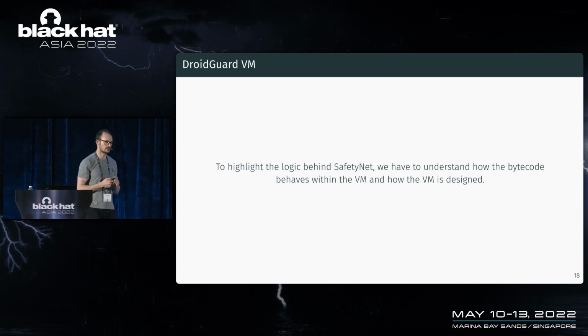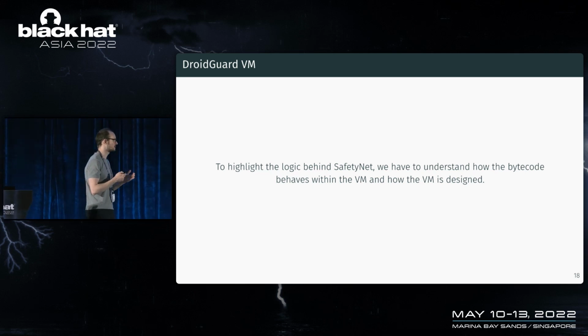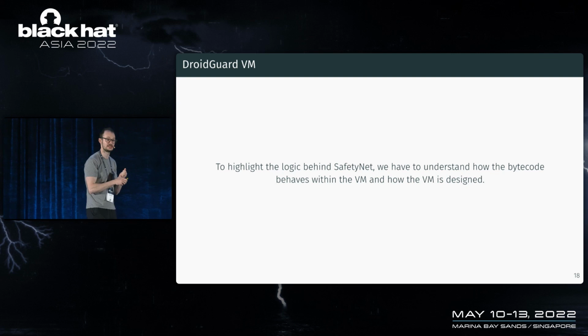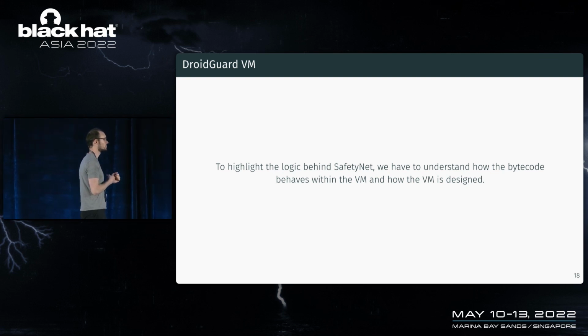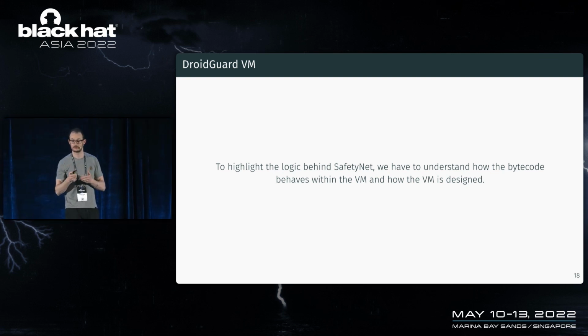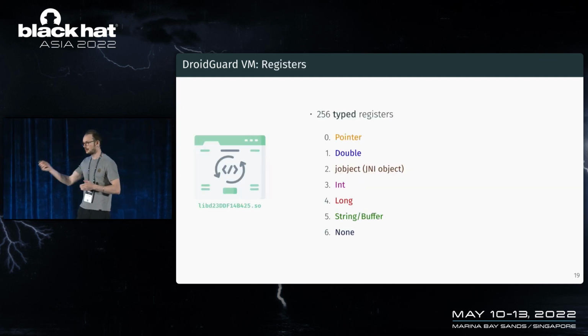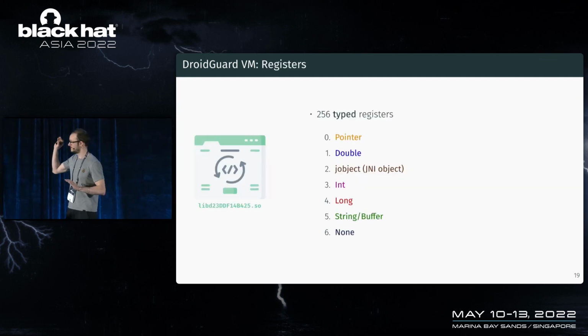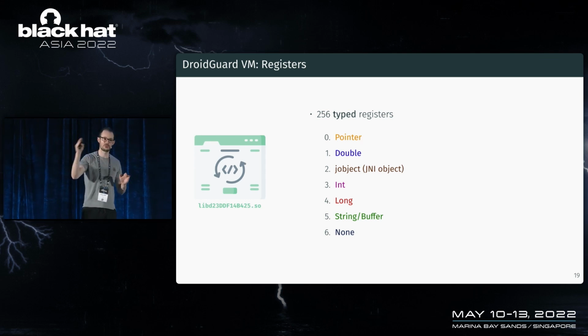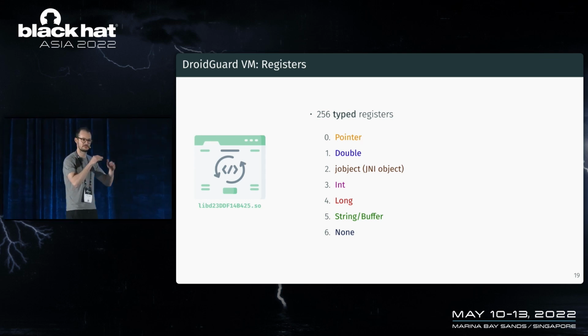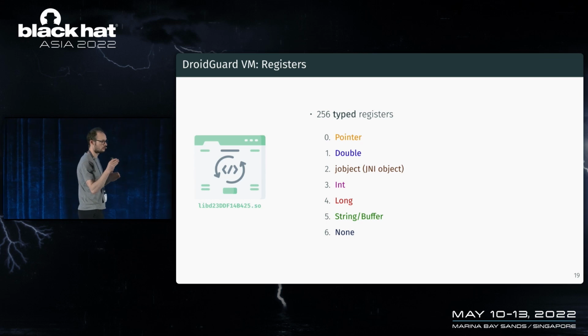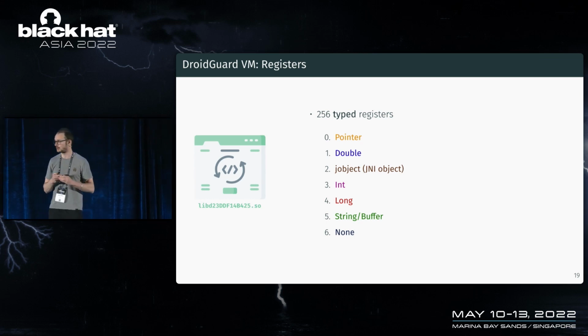So if we want to understand how SafetyNet works, we basically need to understand how the VM is designed and how the bytecode, what kind of actions are done through this bytecode. So it's a 30-minute talk, and it outlines a month of research. So I will just describe some features of the VM, and you can find more details in the white paper.